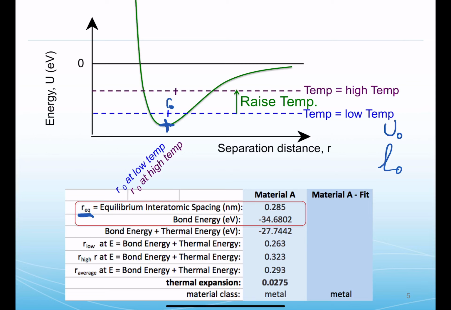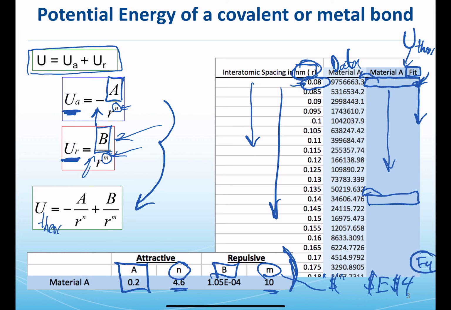So our first exercise is going to be to populate the first cell here with the x coordinate for the minimum. This can be found by using the MIN function on your U theoretical column of info, and then looking for that value and finding the r value to give us this 0.285. So this value here is in that first column of information somewhere down here, where this value and this value are at a minimum.